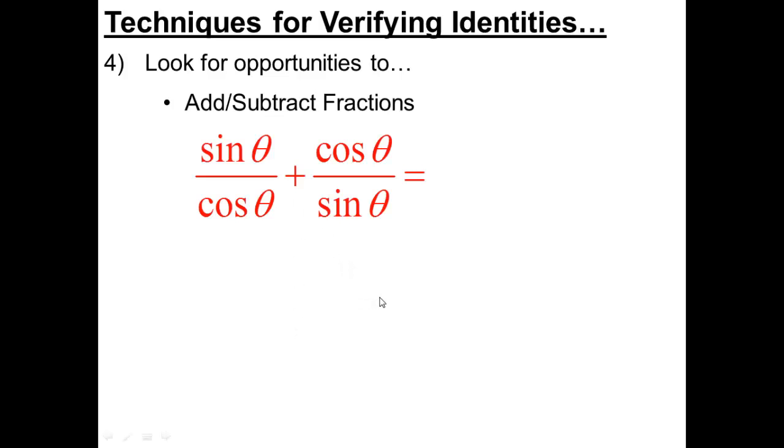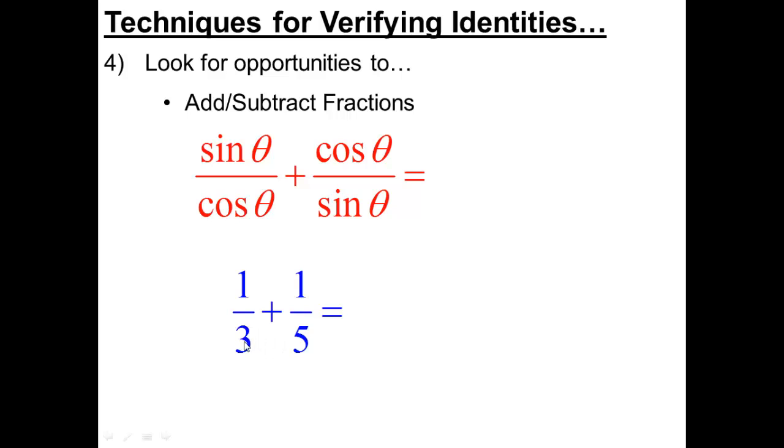Adding and subtracting fractions. For example, sine over cosine plus cosine over sine. Hopefully you remember that when you are adding fractions, the first thing you have to make sure is that you have a common denominator. This one does not have a common denominator. I've got cosine and sine. Now, back in elementary school, one of the things you learned on how to get a common denominator is to look at the numbers you're given, for example, 1 over 3 plus 1 over 5, and ask yourself, is there a least common multiple between 3 and 5?